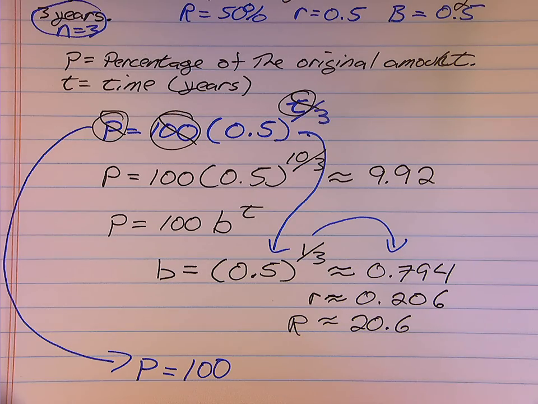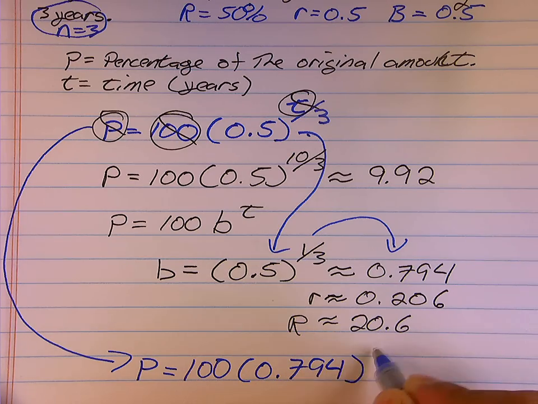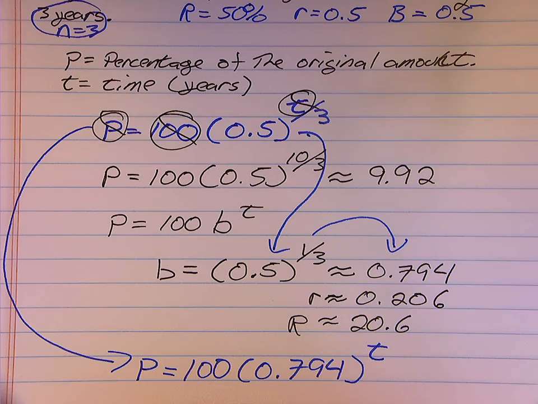is about 0.794, which means instead of writing it as 0.5 to the 1/3, I can also write it as 0.794 raised to the t. The two ways I've written it are the same formula except for a small rounding error. Because both of these formulas are the same, anywhere I see that I want to work with this relationship, I can use either one of the formulas.